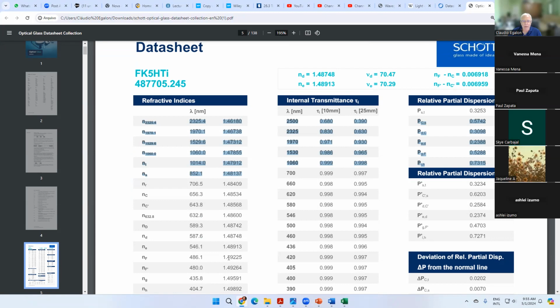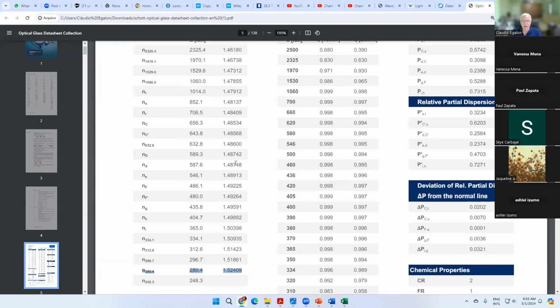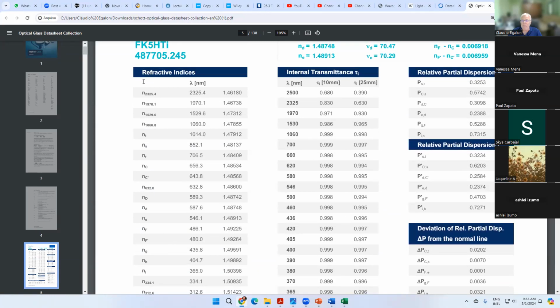Note that as the wavelength increases, the refractive index decreases, right? Here you go. It is 1.52 at this wavelength, which is, by the way, in the ultraviolet. It keeps on decreasing as the wavelength increases, okay? 51.8, 51.4, 50, see that? So that is what the phenomenon of dispersion is all about.